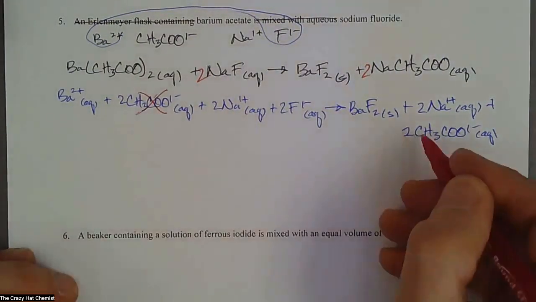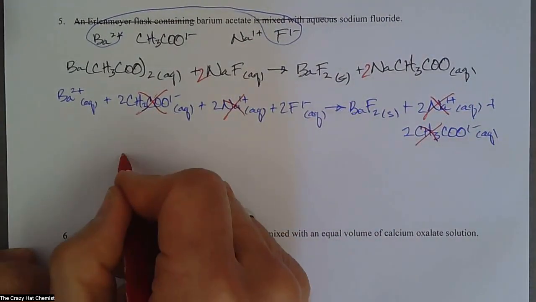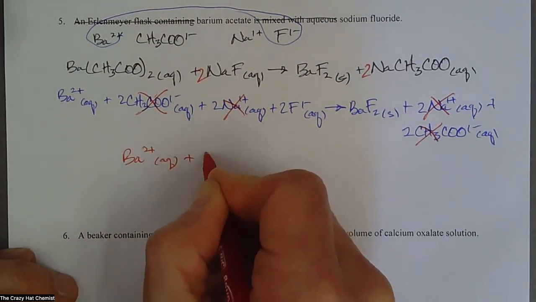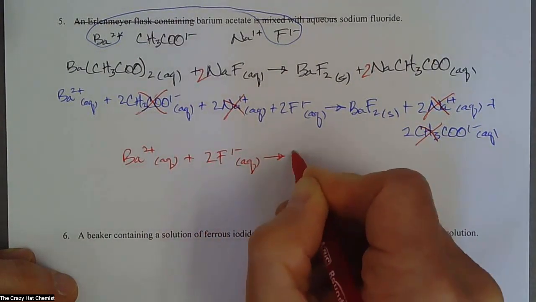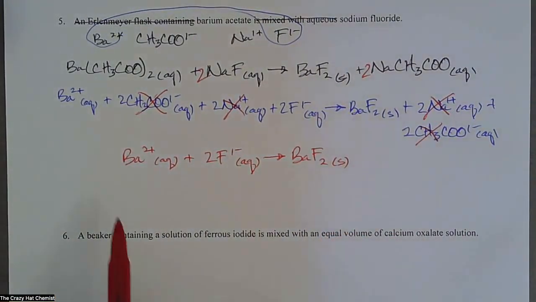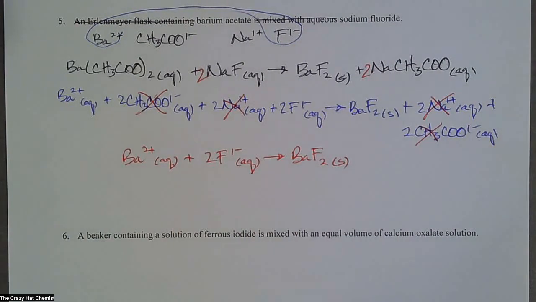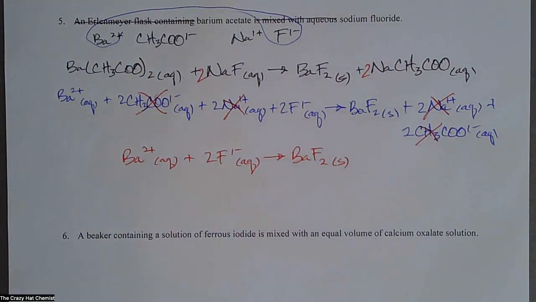Okay, so we're going to cross out our common or spectator ions. That would be the acetate. That would be the sodium ion. And then what remains is the Ba2+ aqueous plus 2F1- aqueous, yielding BaF2 solid. And that is my total ionic equation in the blue, crossing out the common or spectator ions, and then the net ionic equation in the red right there. All right, hands down, that's an awesome problem, folks.